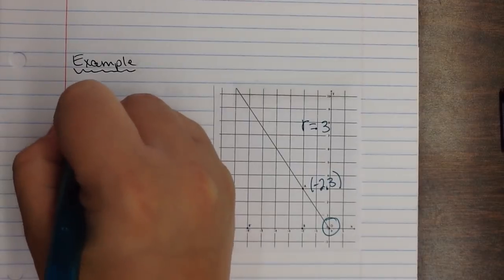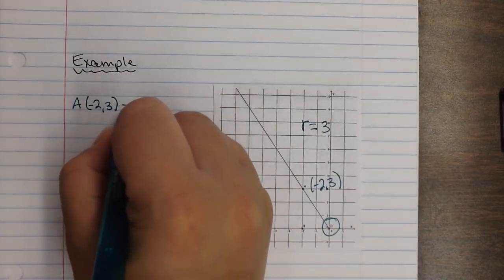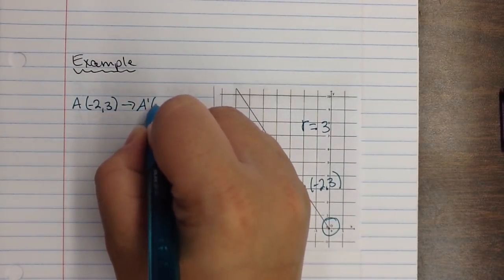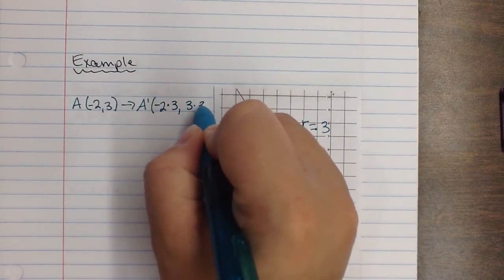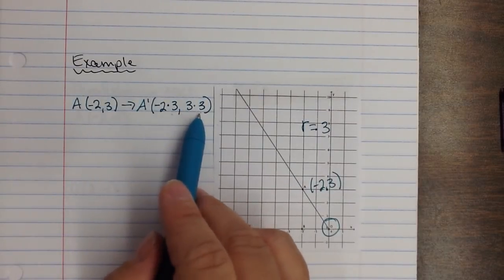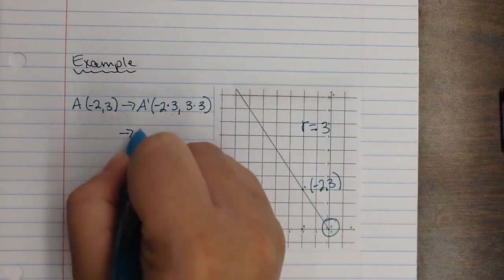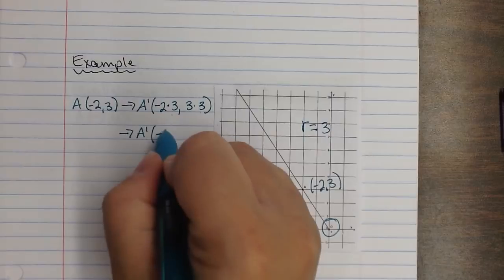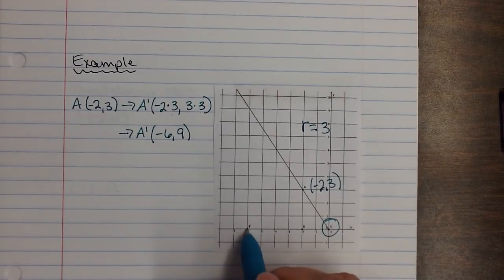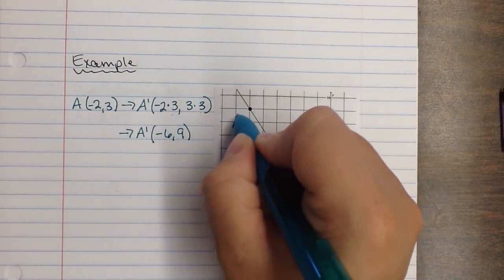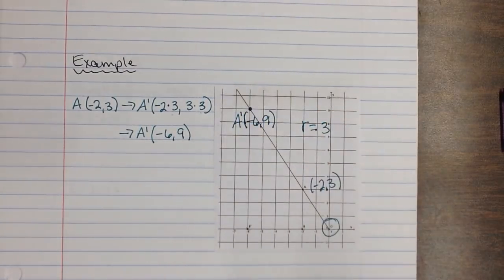So A is at -2, 3. So to find A prime, I'm going to take -2 times 3 and 3 times 3. I'm multiplying them by 3 because our scale factor is 3. So A prime would be located at -6, 9. So I would go over to my grid, I would go over to -6, and then I would go up to 9. A prime is at -6, 9.